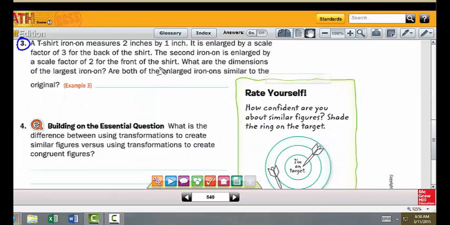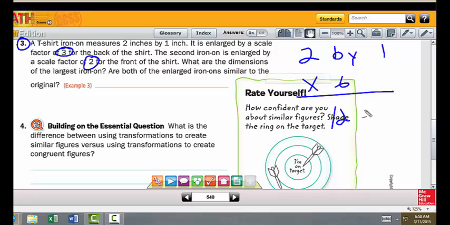Problem 3. T-shirt iron-on measures 2 inches by 1 inch. Let's do it over here. 2 by 1. It is enlarged by a scale factor of 3 for the back of the shirt. The second iron-on is enlarged by a scale factor of 2. Now remember, one of the things we talked about in the original videos is that if you'd like to, you can just multiply the scale factors. In this case, that's really easy. So we're really just going to multiply everything by 6. 3 times 2 is 6. So we would go 2 times 6. We would have a 12 by 6.